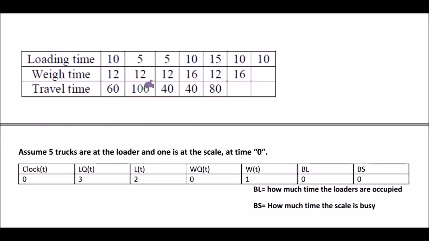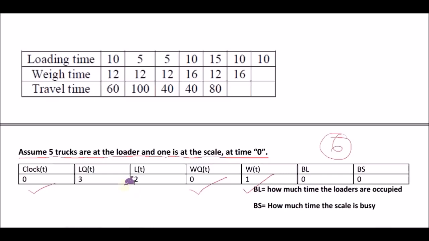So we have this table of the distribution of the time, and now they have also given this very important line at the end of the question that says assume 5 trucks are at the loader and 1 is at the scale at time 0. So we know that the first entry in that enormous table of ours is going to be this. So clock 0. How many in the loader queue? But for certain we know that 1 is at the scale. So let's say 1 is being weighed. Since none of them are in the weighing queue, because they say assume 5 trucks are at the loader and 1 is at the scale. Totally there are 6 dump trucks, out of which 5 are in the loader, 1 is at the weighing scale, and since all of them are here, 0 of them are in the weighing queue.